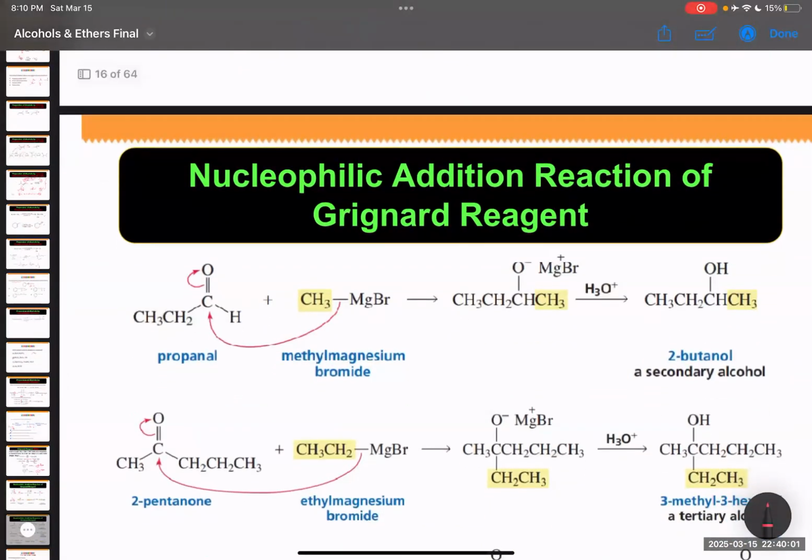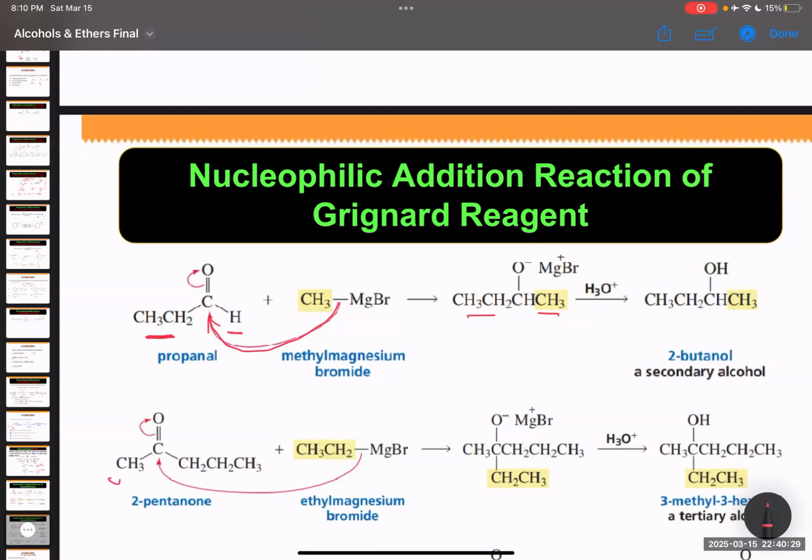Suppose you take an aldehyde which has one alkyl group and one hydrogen. One alkyl group is already there. Another one comes and joins in with the help of Grignard. Okay, so you have two alkyl groups now, and the double bond O will change to single bond O and it will become OH. So you have a secondary alcohol.